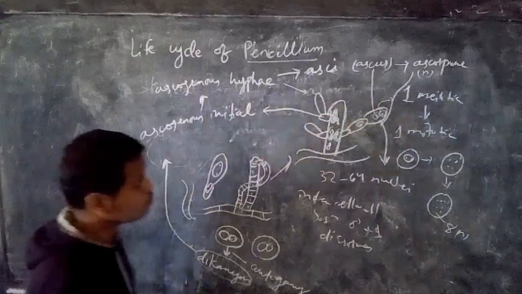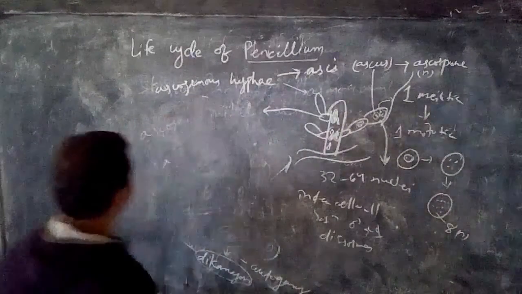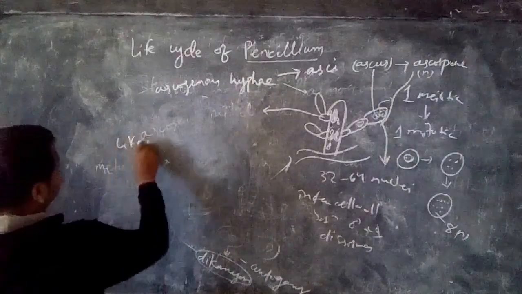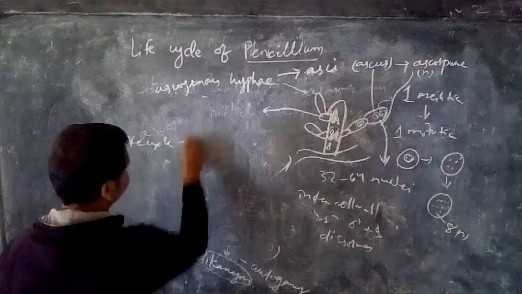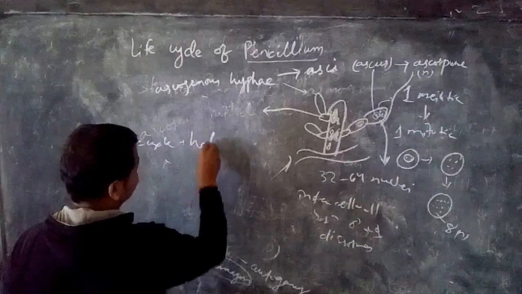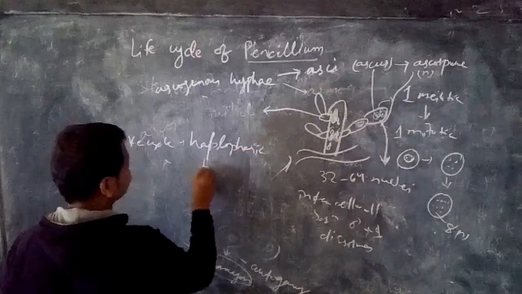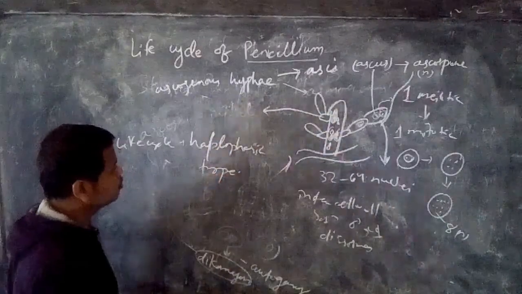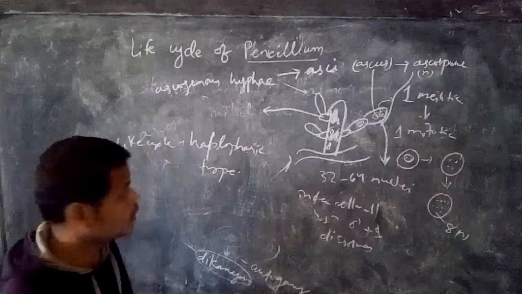Okay. Then their life cycle, simply. The life cycle of Penicillium is called haplophasic type. Remember this one. The life cycle of Penicillium is called haplophasic type.